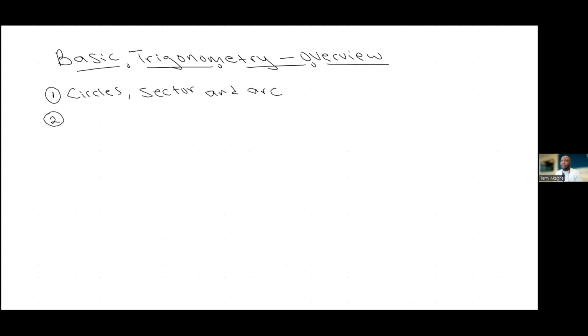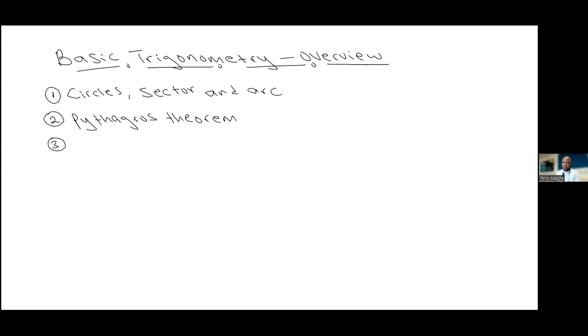After that, I'm going to introduce the concept of Pythagoras theorem. This is about how you solve questions in a right angle triangle. The third one will be the trig ratios of a right angle triangle. During this time, I'm going to talk about SOHCAHTOA, where sine is opposite over hypotenuse, cosine is adjacent over hypotenuse, and tan is opposite over adjacent. I'm going to talk about that in this topic.